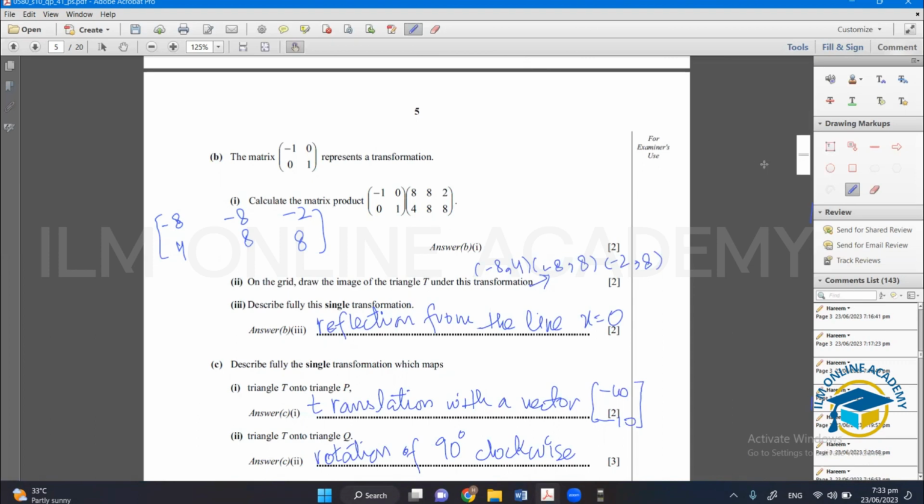Okay, and this part one was only that you have to find out the matrix product. So this is the answer. And part two was part B. The sub part B has another sub part which is part one and two. And in the part two, they are saying that you have to draw the image of this triangle T under this transformation. So -8 4, -8 8, and -2 8.